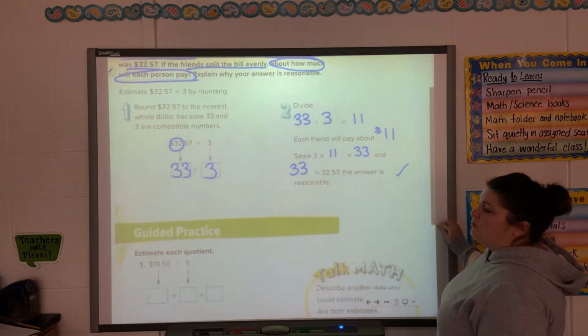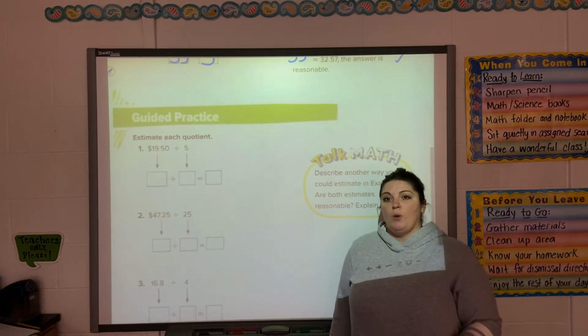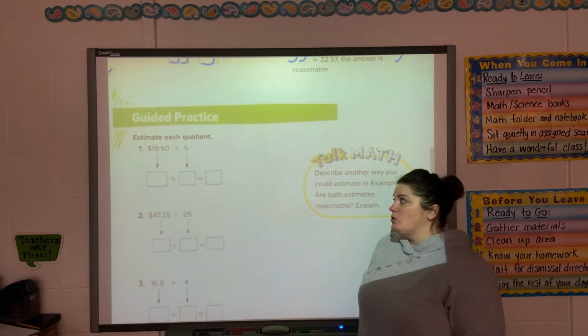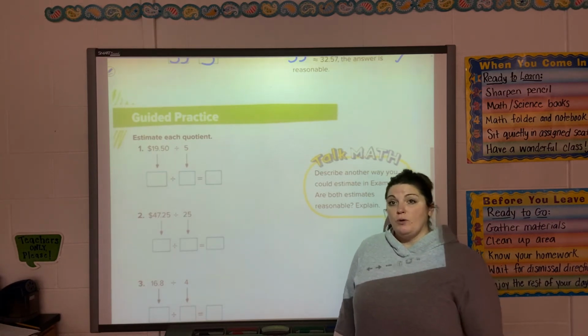The biggest thing to remember when you are estimating quotients is to choose the right numbers that work. If you're estimating quotients, you should not be doing long division. You should be selecting numbers that are easy to work with mentally.